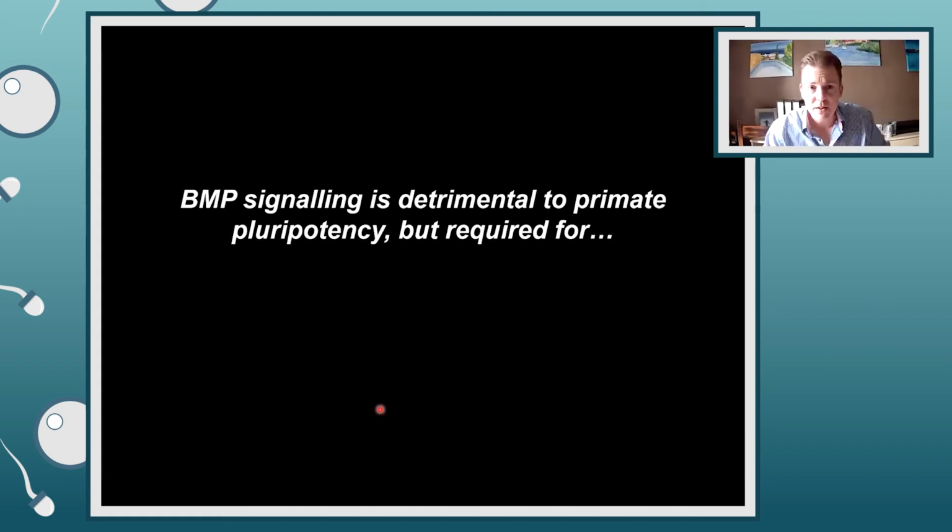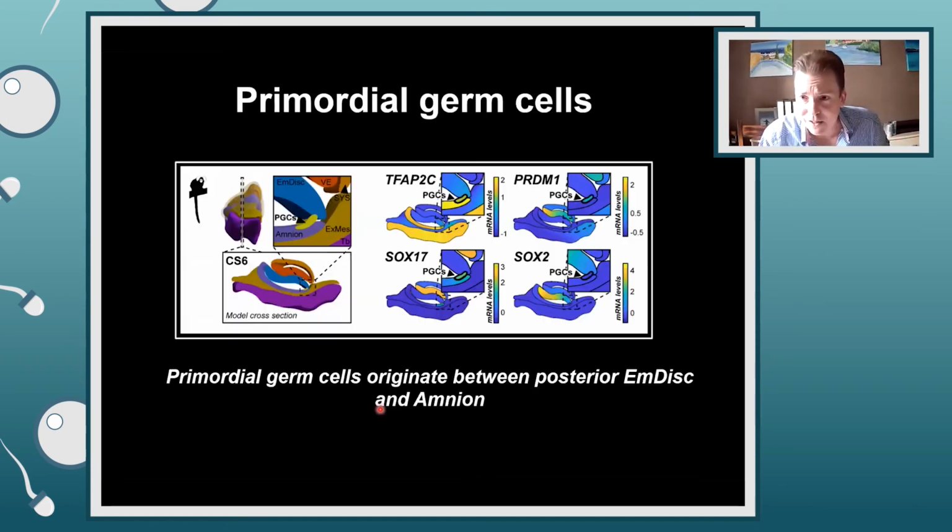Now, BMP signaling is detrimental to pluripotency. We know that also from in vitro experiments. But as we have heard in the nice previous talk, of course, it's required for primordial germ cells. So if we look at primordial germ cells, and we find primordial germ cells in all of the 3 stages, just highlighting the one here in the Carnegie stage 6.